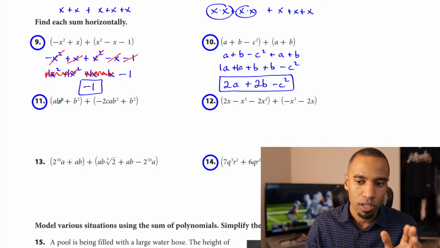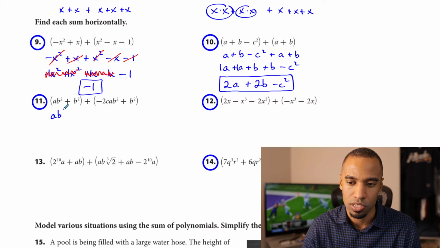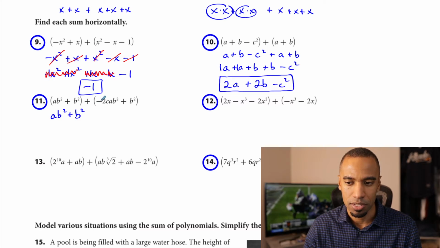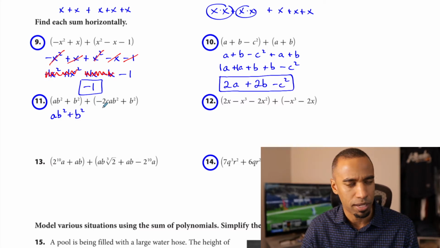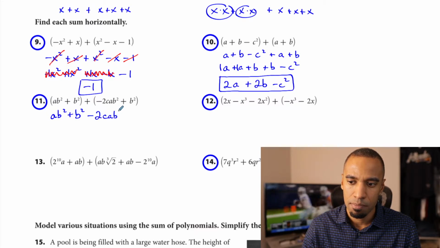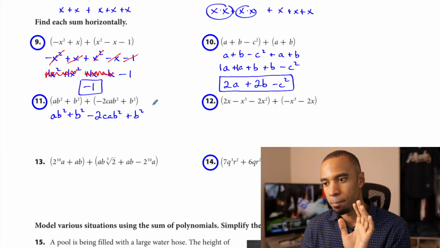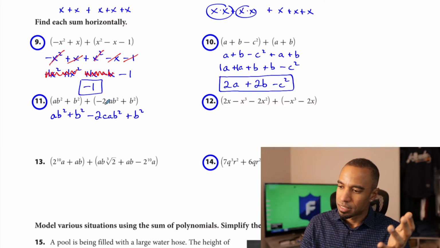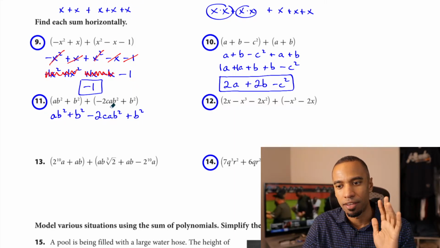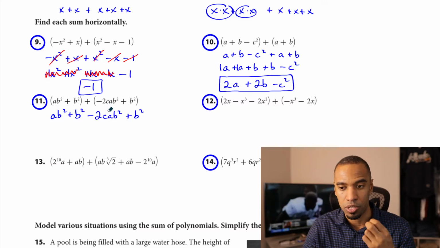Now, it can get a little more confusing. We look at number 11, and once again, I'm going to rewrite them without the parentheses here. ab squared plus b squared. Now, plus a negative, I don't want to write the plus and the negative, just one sign. Adding a negative becomes subtraction. So minus 2cab squared plus b squared. Now, right away, there's a little hiccup that I don't love, and it doesn't look like it's actually going to affect the problem, but what I prefer to do is write my variables alphabetically.